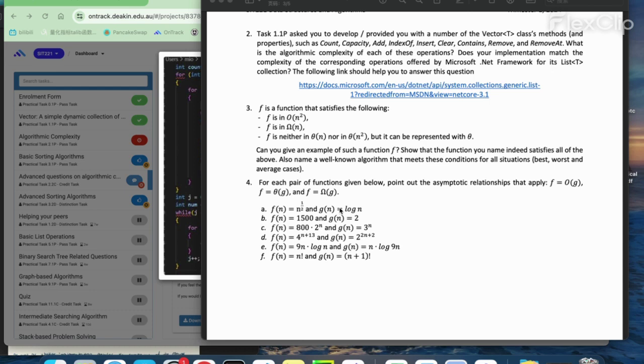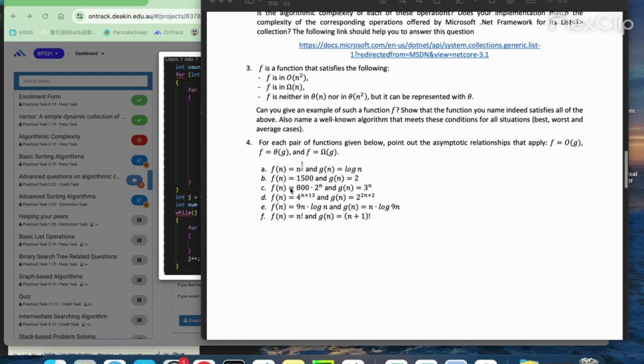So f(n) is faster than g(n), which makes f(n) big omega of g(n). And for B, f(n) and g(n) are both constant functions, so they are not affected by n, so there is no growth rate. So f(n) is both big O of n and big omega of n.